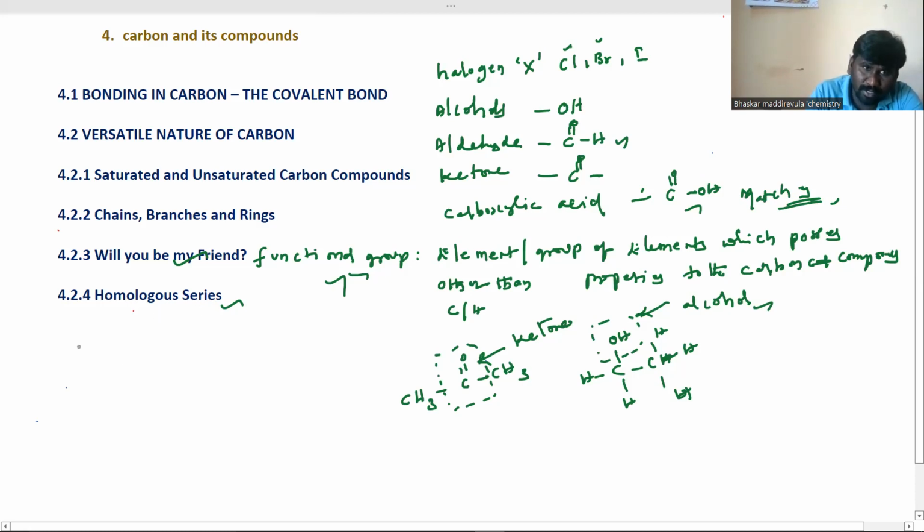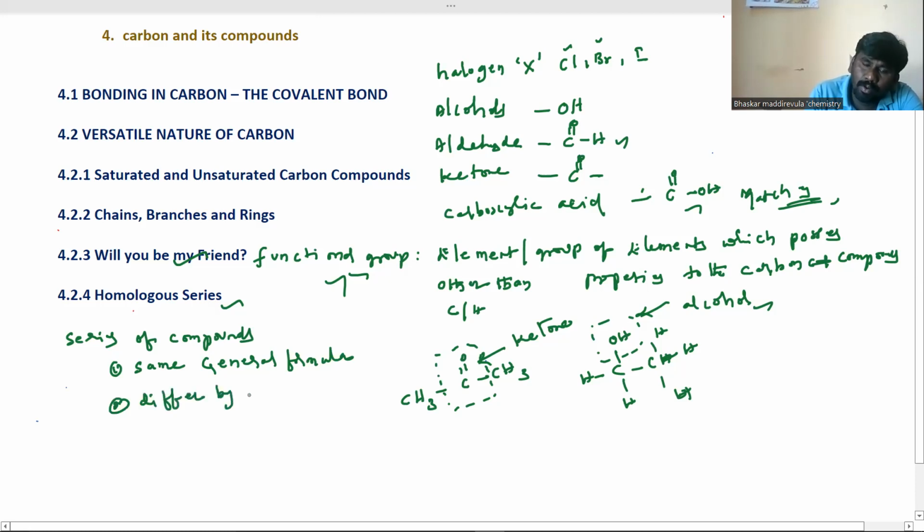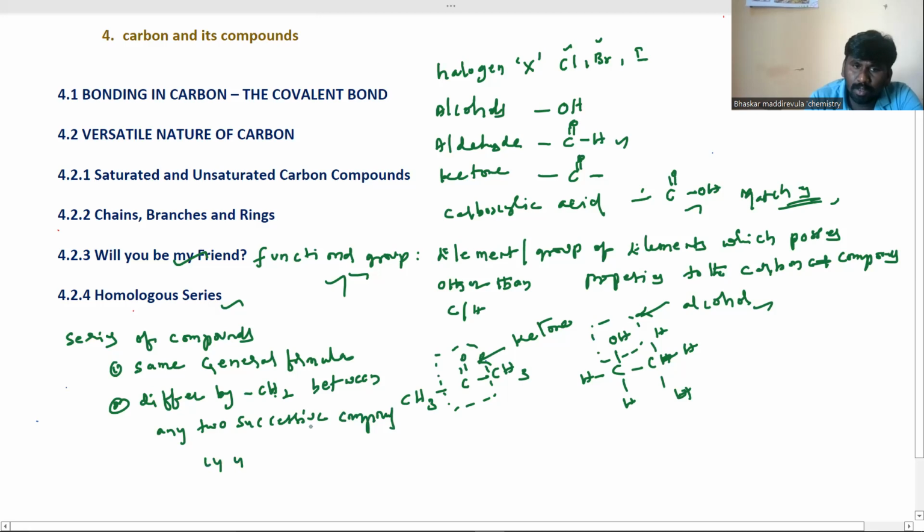First I'll define what is called a homologous series. A series of compounds. First, they have the same general formula, and second, they differ by CH2 between any two successive compounds, or differ by 14 units of mass between any two successive compounds.